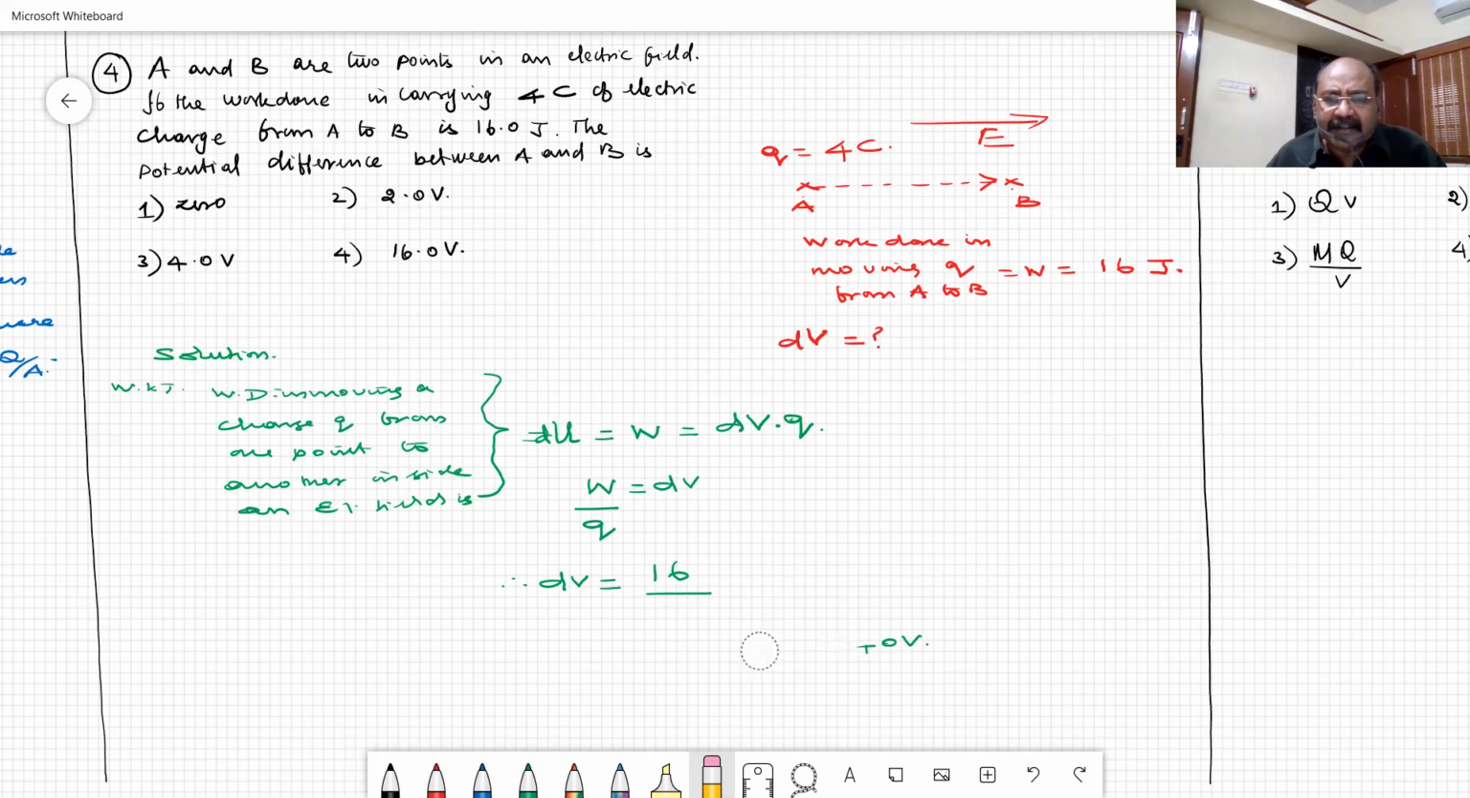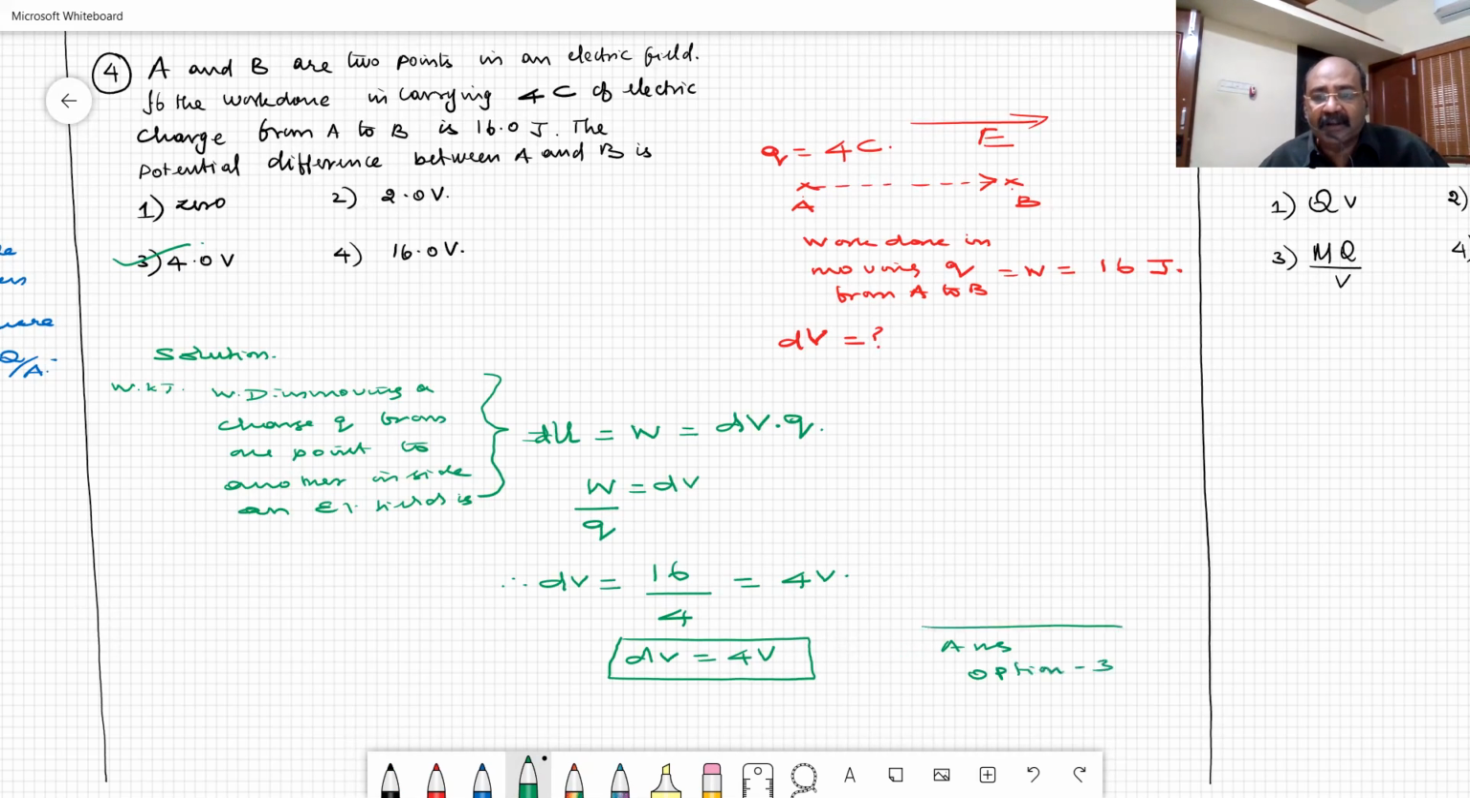When I am taking the simplification again, the charge given Q is taken to be 4 coulomb. So the answer will be 4 volt. So I can say the potential difference between the 2 points is taken to be 4 volt. If the potential difference is 4 volt, then the option is considered to be 3. So I can write the answer as option 3.